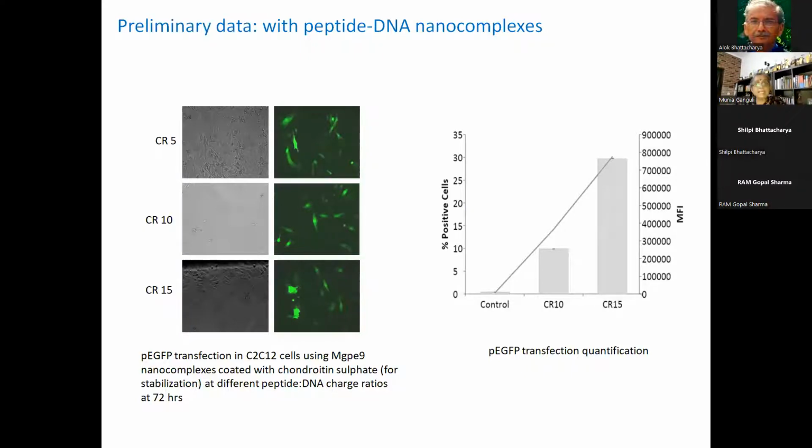As I said, we still haven't started experiments with the muscle targeting peptide, but with the basic nanocomplex system, this is with the peptide that I mentioned, and this is in mouse muscle cells. We do see the green in the pictures; these are the reporter gene that I'm talking about. So we are able to standardize the conditions for the expression.